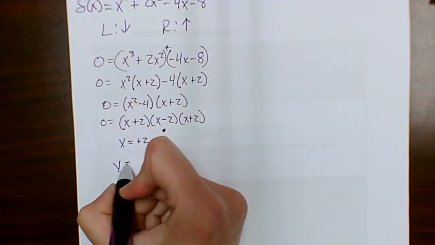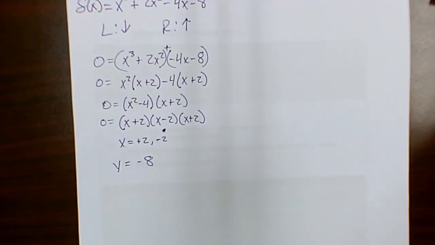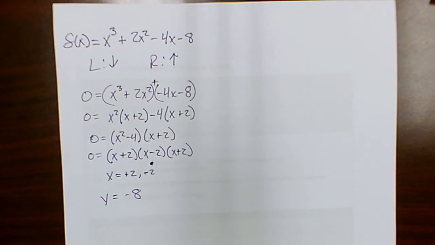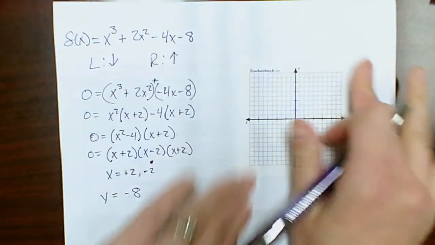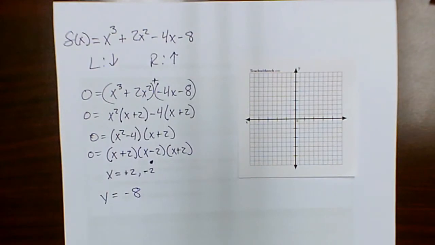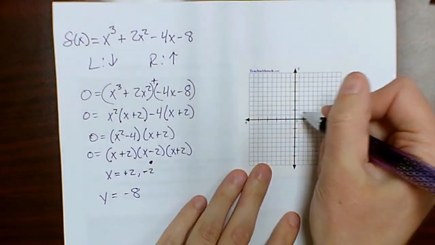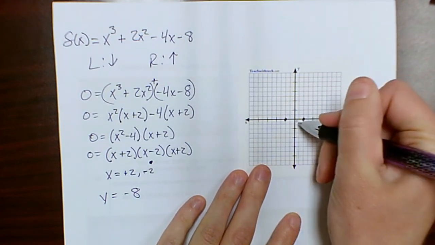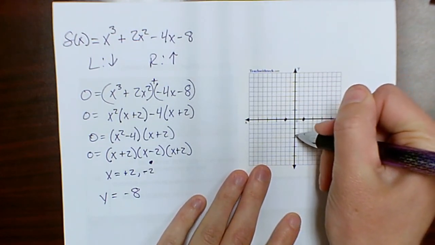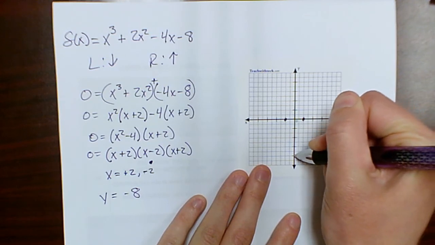My y-intercept will be at negative 8. Plug 0 in for x, you will get negative 8. So plug in our values. So we have positive 2 and negative 2, and we'll have negative 8. 1, 2, 3, 4, 5, 6, 7, 8.